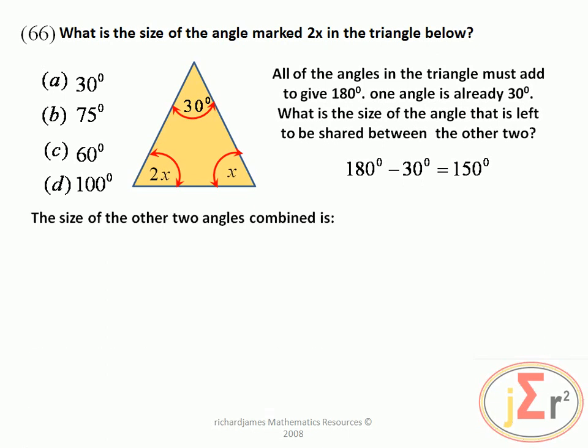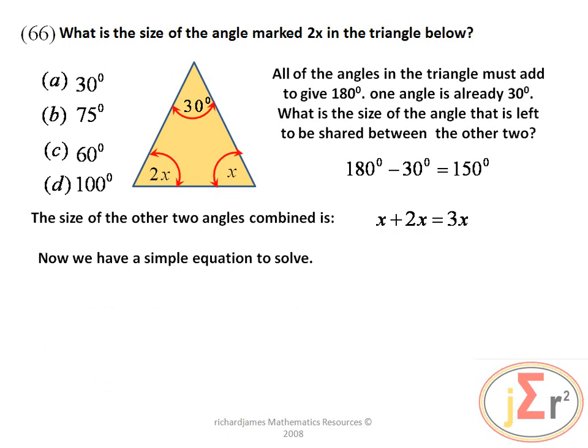The size of the other two angles combined will give what? What is the size of the two combined? We are going to combine the 2x with the x. We might put the x first. X plus 2x. What is x plus 2x? 3x. We have the thing on the board already. So x plus 2x is equal to 3x.